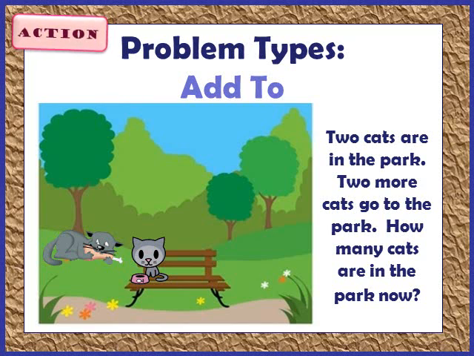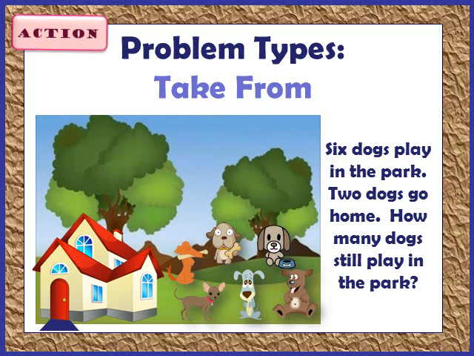Here's a sample problem. 2 cats are in the park. 2 more cats go to the park. How many cats are in the park now? You will notice in this problem there was an action of actually adding the 2 sets of cats together. 2 more cats came to the park. That was an action. Let's take a look at another problem type.